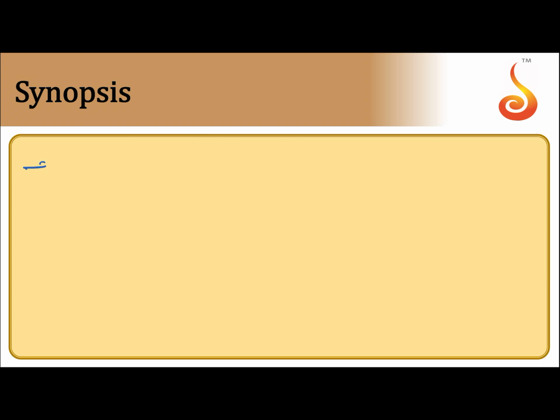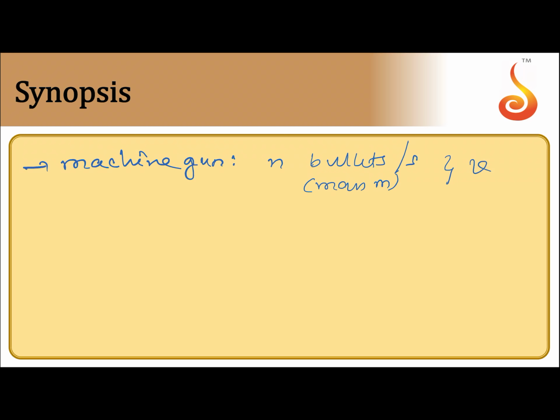Suppose I consider a machine gun. Remember these results, of course. Let's consider a machine gun which fires n bullets per second, and each bullet is of mass m and it travels with velocity v. Then the power of the machine gun is equal to half m n v square.